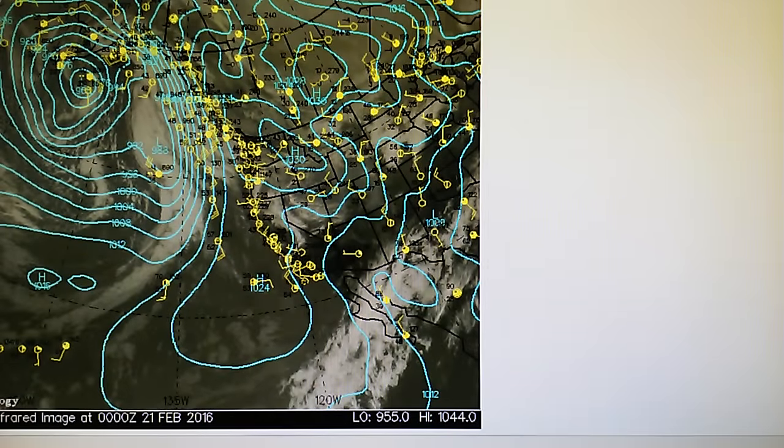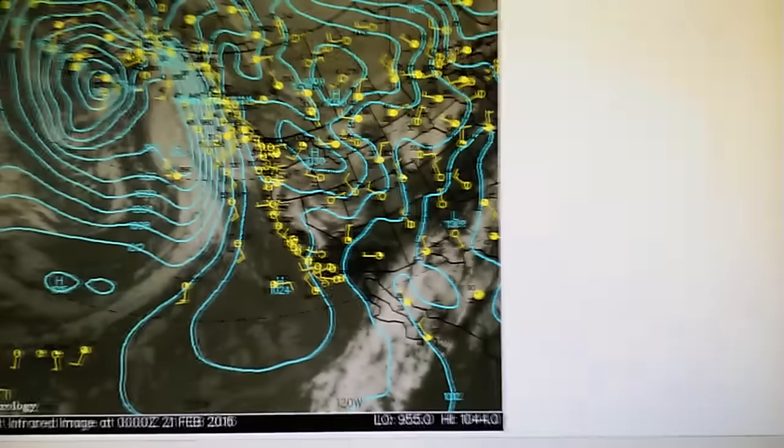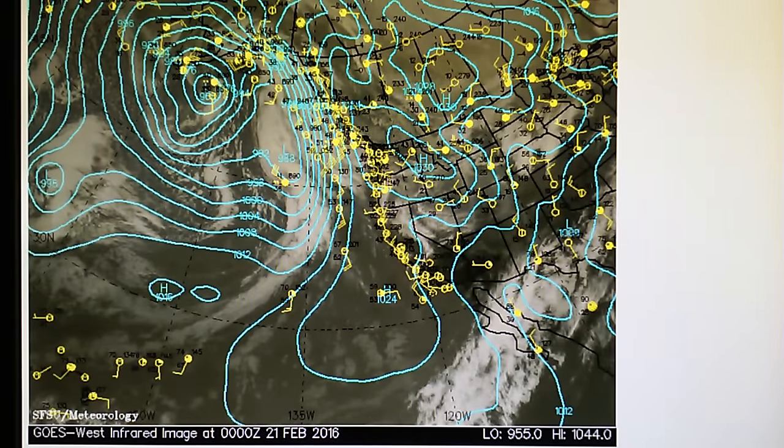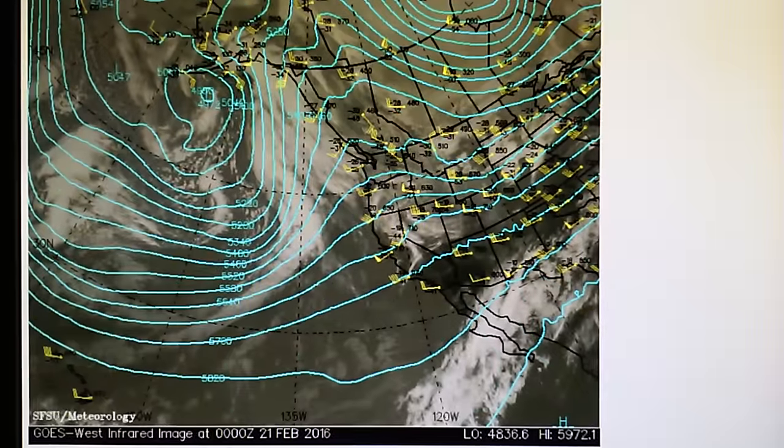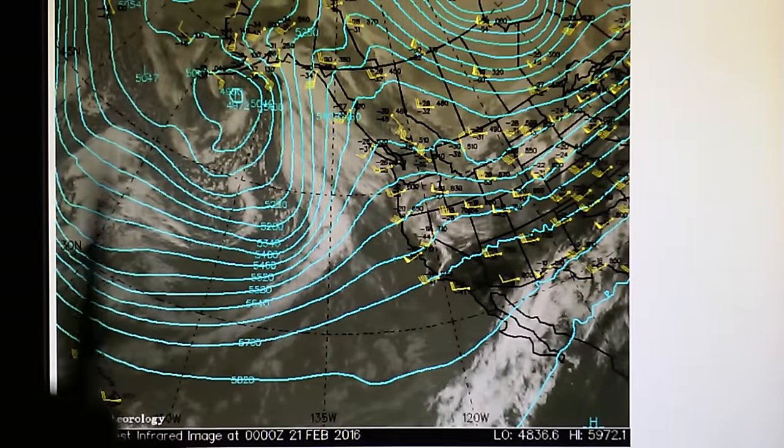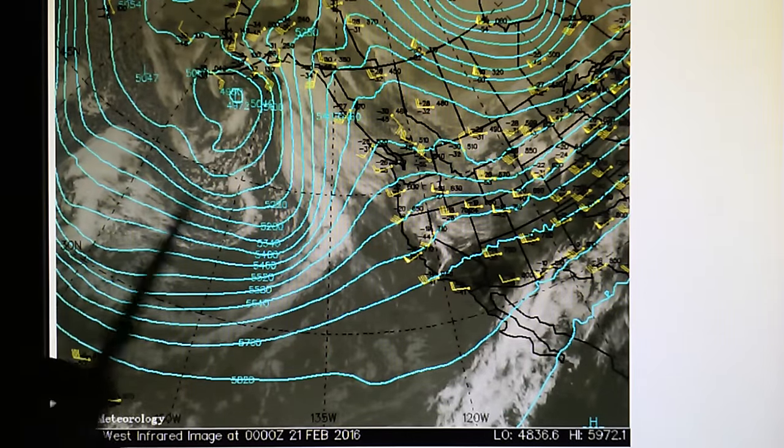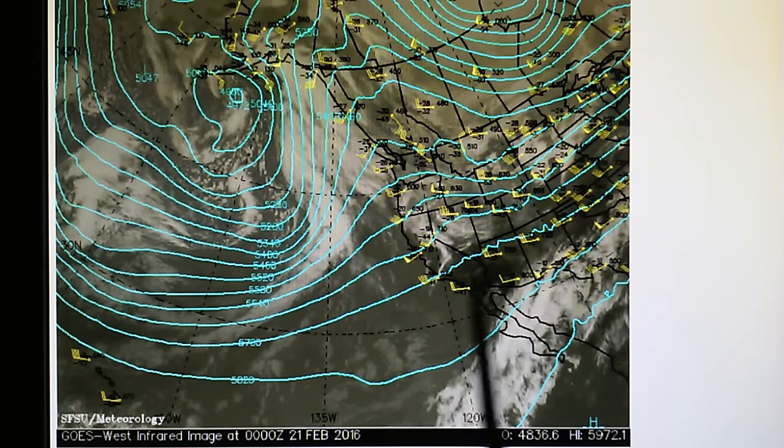Okay, we saw that. This is the surface level map. Once again, we can see a lot of high pressure. All right, let's take a look at the 500 millibar. See that area of low pressure up here? These are all spinning around. There's 3 lows up there. You have some ridges indicated.